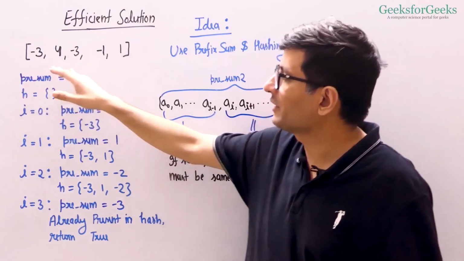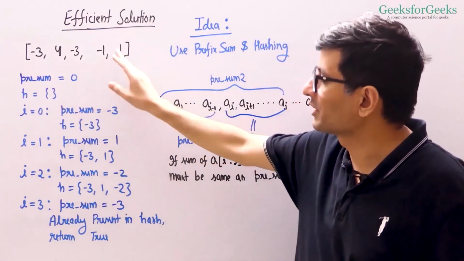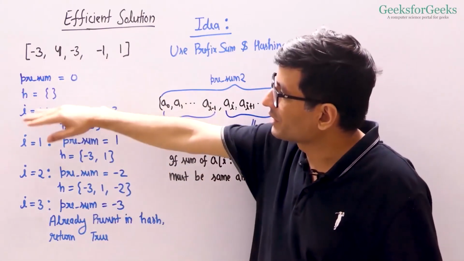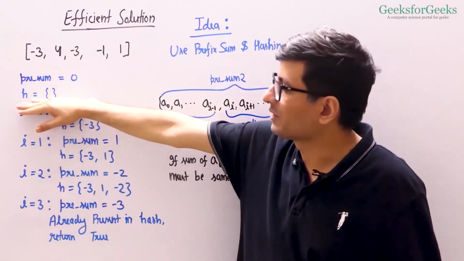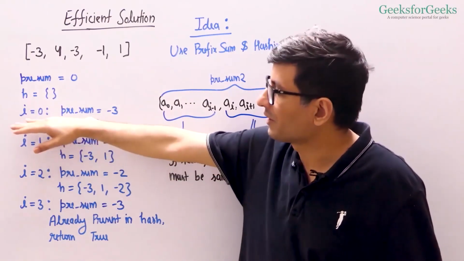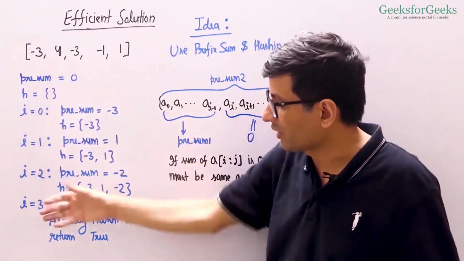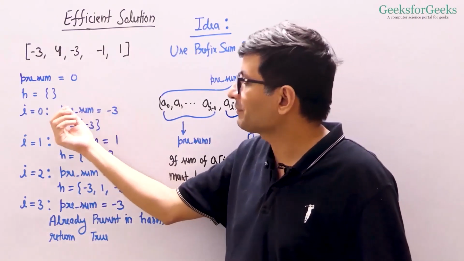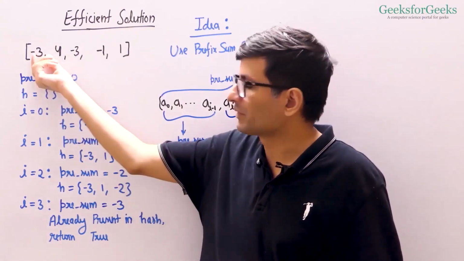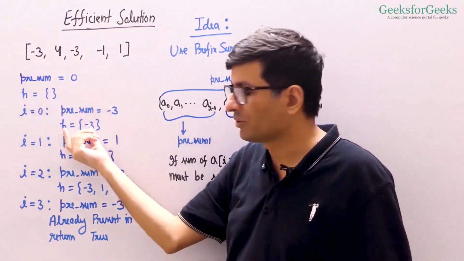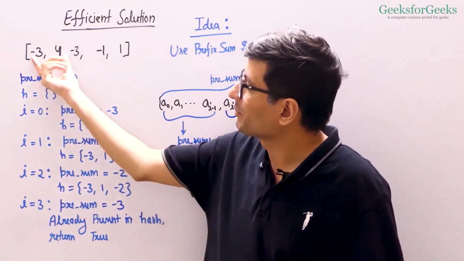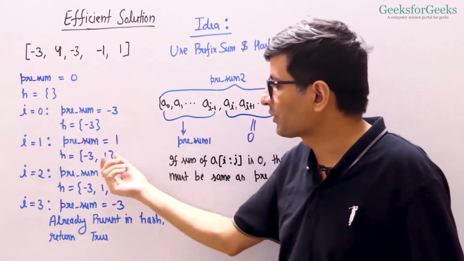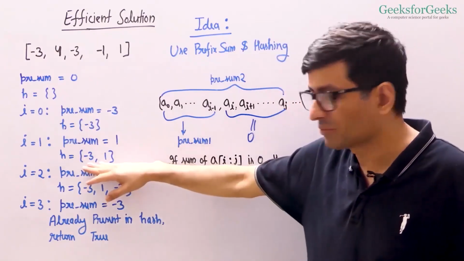Let's understand this with an array example. Let's say we have this array 3, -3, 4, -3, -1, 1. We initialize the prefix sum as 0. We initialize our hash table as empty. Now we traverse this array, right? And in one traversal, we are able to find if there is a subarray with sum 0 or not. So what are we doing? We are computing prefix sum 1 by 1: 3. Then we are putting it into the hash table. Then we are computing the prefix sum 3 plus -3, which is 0.